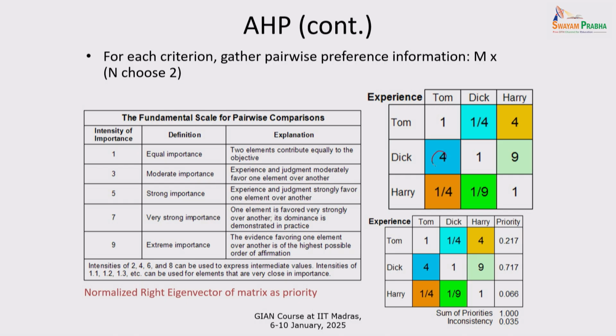So here if you put 4, you put 1 over 4 here, because if Dick is 4 times more important than Tom, Tom is 1/4 times as important as Dick. Does that make sense? So you fill all this up, diagonals are going to be 1 because the same with the same. You got a matrix. What do you do with it? The next step says you come up with some priority values. How do you come up with them from this matrix?